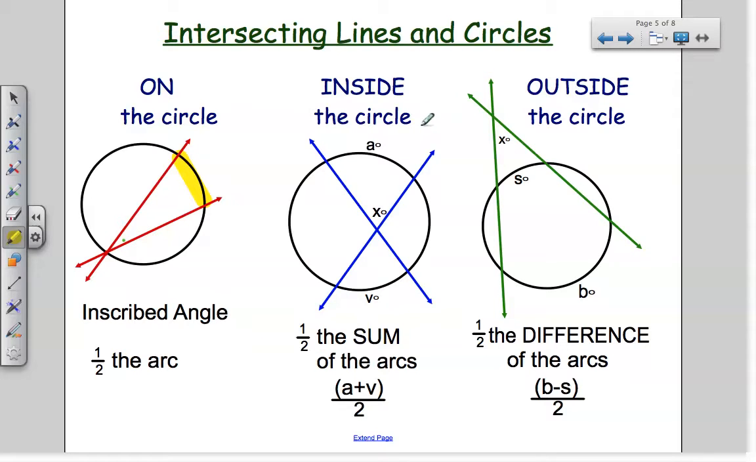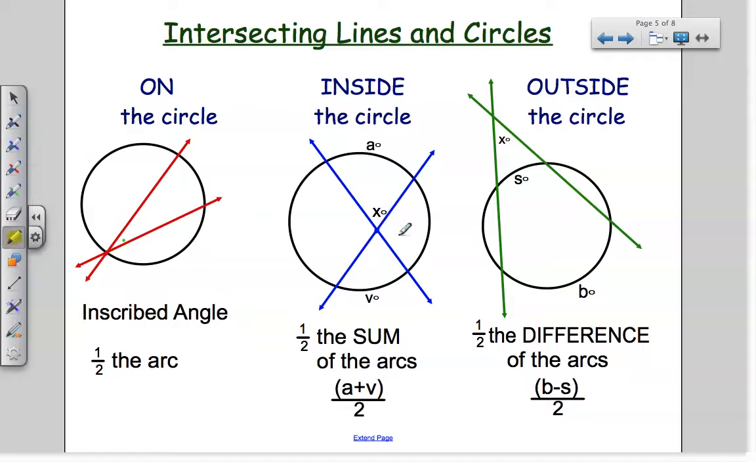But now we get some more interesting stuff happening. What if you have two lines intersecting at a random place inside the circle? Like these blue lines intersect at a random place in the circle, not the center. And I want to know what's the angle measure of x here. Well, keep in mind that these two angles are congruent. This angle x degrees would be the same as if I put x here because these are what types of angles? Well, these are vertical angles.